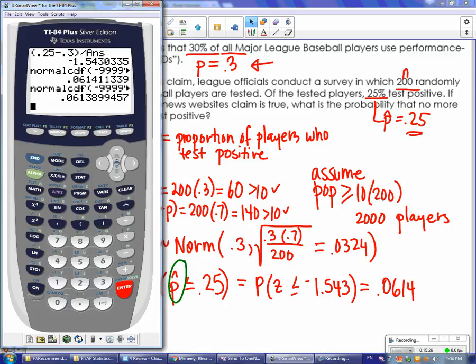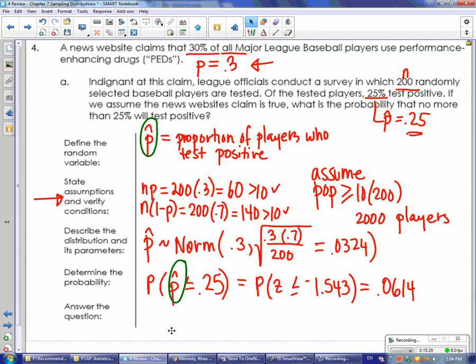And so then sometimes there are going to be questions that follow. For example, if I asked, based on this sample, would you suspect that the claim about the population is untrue? Let's say we've got league officials now challenging this 30%, and they take a sample and they find that it's only 25%. Does this give them evidence to prove that the claim is false? Well, notice that the probability is 6%, and we draw the line at 5%.